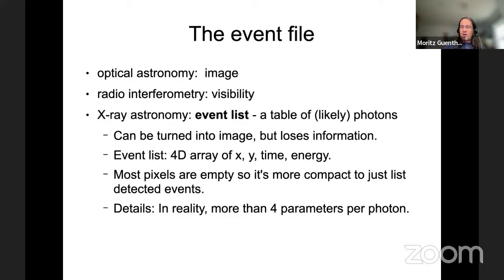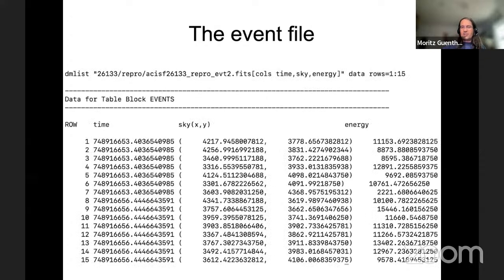In reality, we transmit a little more. But in practice, all you need to know essentially from an event list is the X, the Y, the time, and the energy. And here's an example of such an event list. This is from observation 26133. That's the observation ID, and that's the one I'm going to use for the example on Sunday.